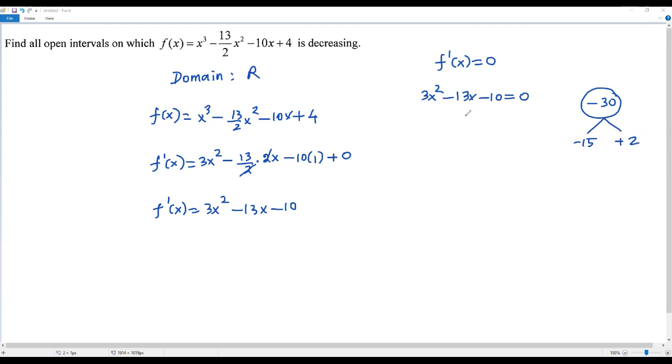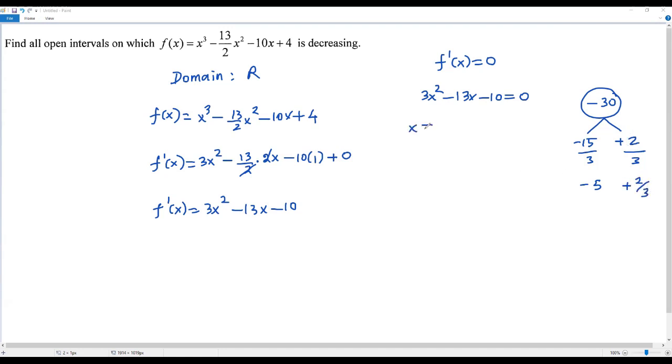Okay, now to get the two values of x from these two factors, I have to divide both factors by the coefficient of x squared, 3. Let me write it over here. When I divide negative 15 over 3, I'm getting negative 5, and 2 is not divisible by 3, so I have to write positive 2 over 3 as it is.